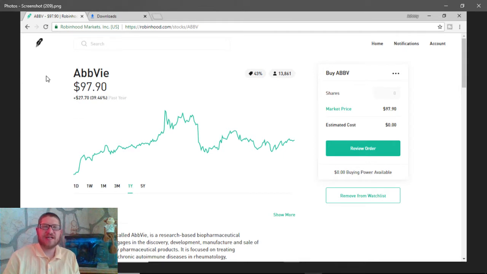Now, this stock, AbbVie, or ticker symbol ABBV, is a great company to get involved in, and here's why. 43% of analysts are saying that it's a buy, and almost 14,000 Robinhood users own this company. Now, as you can see, it has almost 40% growth in 1 year, which has increased its share price by almost $28.